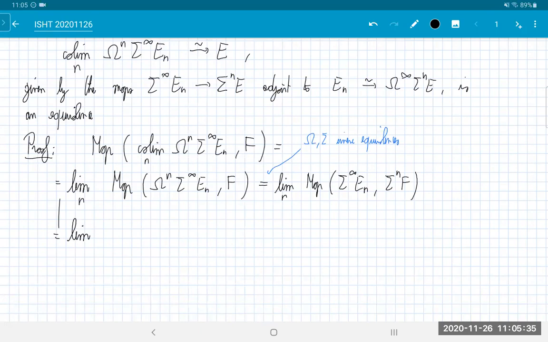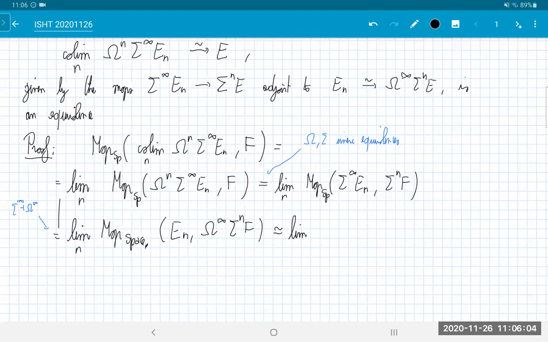And then, so sorry, this is maps in spectra. Because now we can move to maps in pointed spaces, from sigma infinity En to F. That's here because of the adjunction sigma infinity omega infinity. But then this is canonically, since sigma n is the shift and omega infinity takes just the zero space, this is just maps Em to Fm.